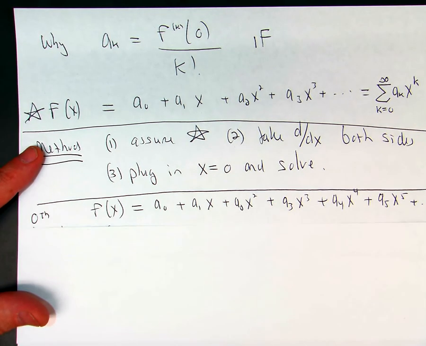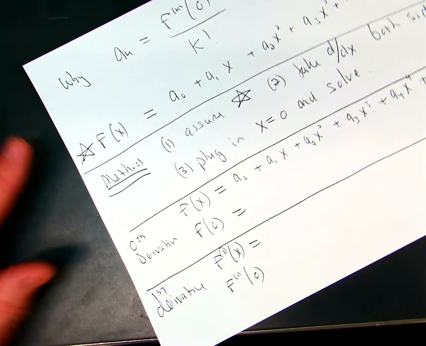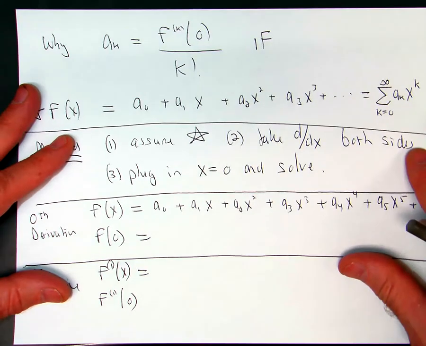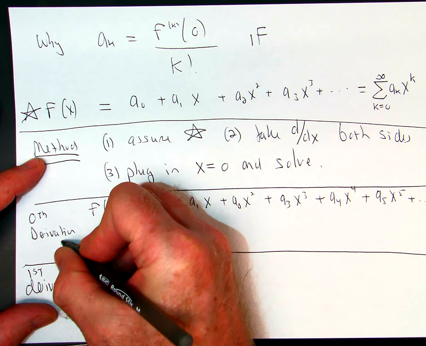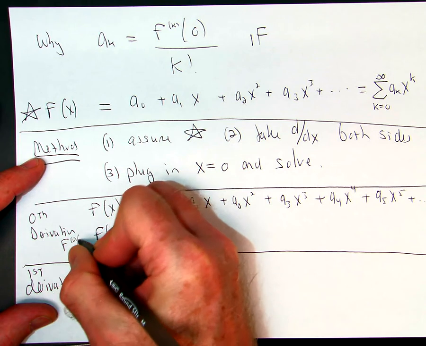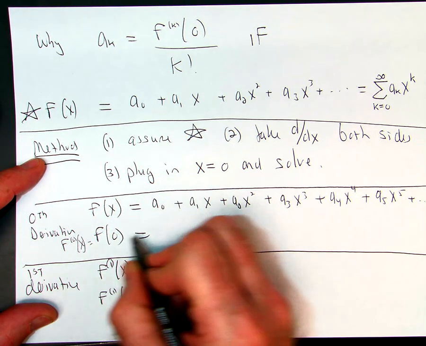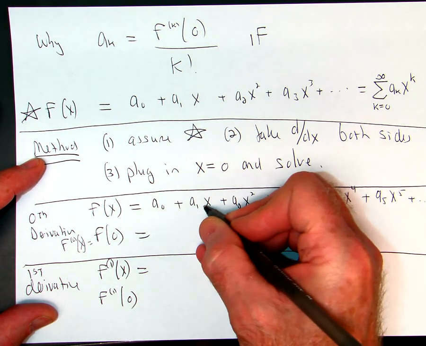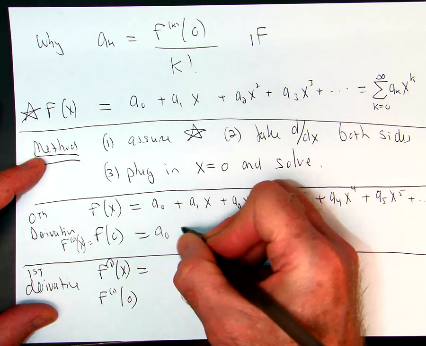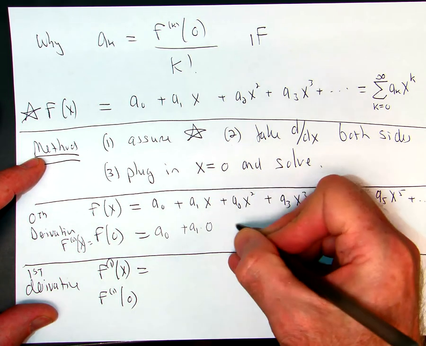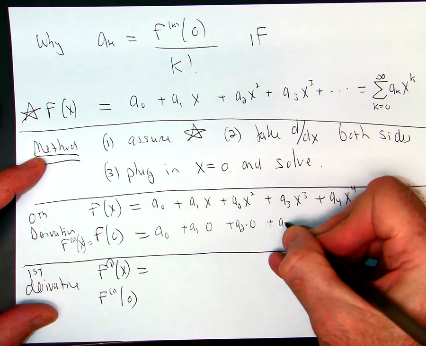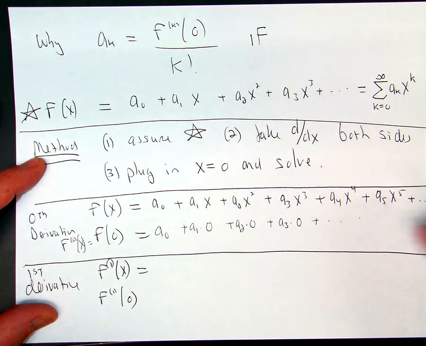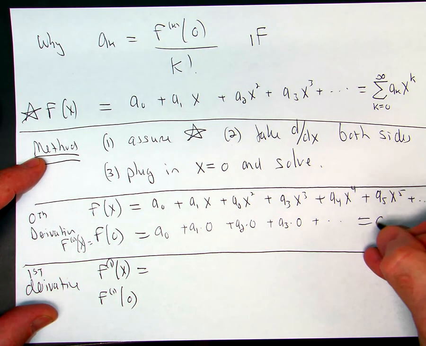So for the 0th derivative, that's my f of x, and remember that my 0th derivative is the same as the function. And I plug in 0, I get a0. I get a1 times 0, a2 times 0, a3 times 0. So everything with a 0 goes out, so I'm just left with a0.